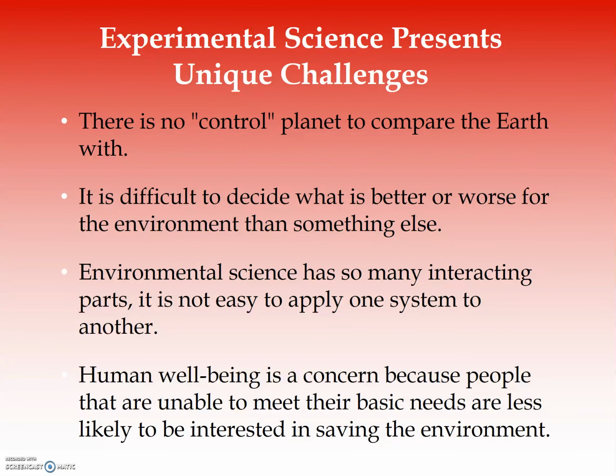Experimental science presents challenges. There are no control planets to compare the Earth to. We can't say, let's compare it to this other planet. We only have this one planet, and there are a lot of variables interacting, so we don't have a control. It's very difficult to decide what is better or worse for the environment than something else.